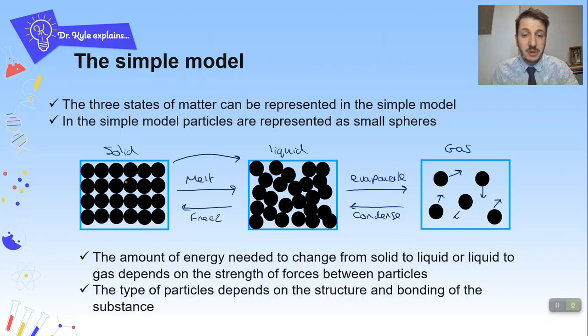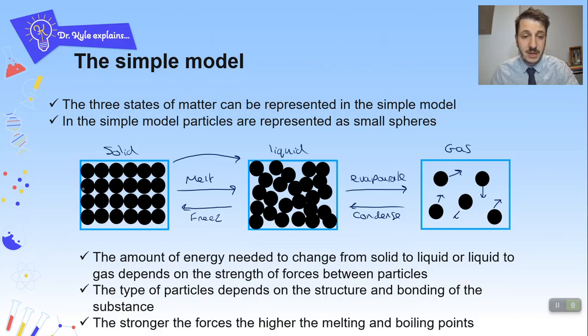So the type of particles depends on the structure and the bonding of the substance. So remember, ionic substances generally have quite high melting points. And then the stronger the forces, the higher the melting and the boiling points. So covalent bonds, for example, generally have quite weak forces of attraction between the molecules, hence why not much energy is needed to move between the states.